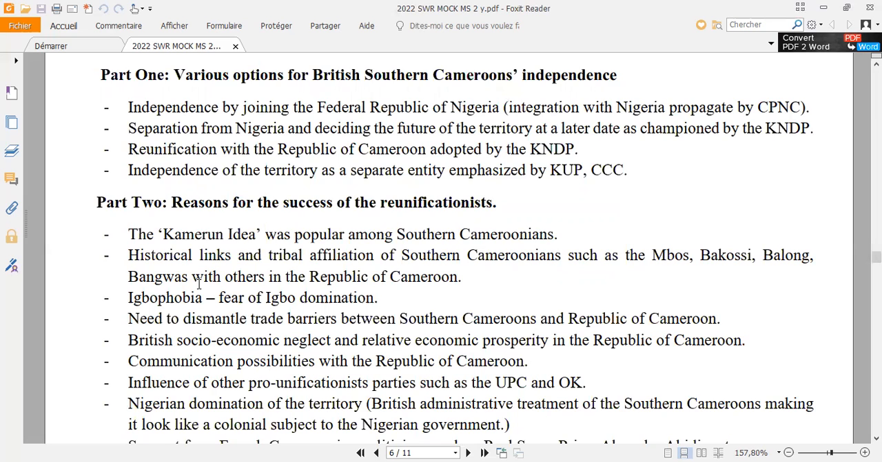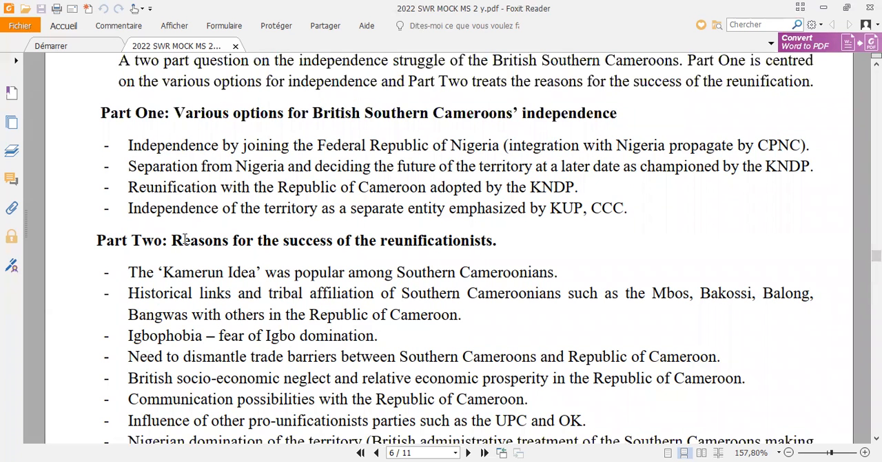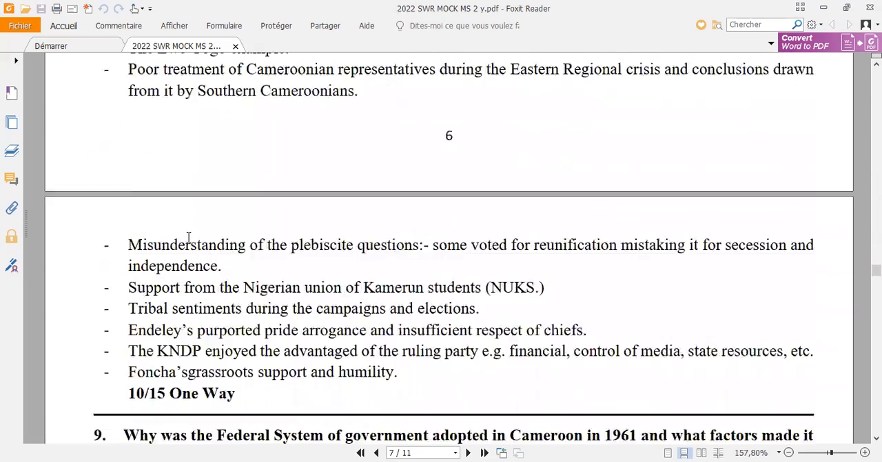Communication possibility with the Republic of Cameroon. Influence of other pro-unification parties such as the UPC and the OK. Nigerian domination of the territory. British administrative treatment of the Southern Cameroon, making it look like a colony subjected to Nigerian government. Support from French Cameroonian politicians such as Paul Soppo Priso, Ahmadu Ahidjo. Good. So in this part you have to give the various options for the British Southern Cameroon for the first part, and in the second part you have to give reasons for the success of the reunification.